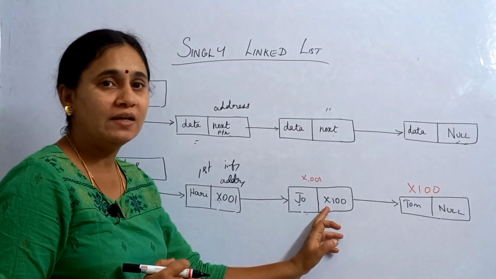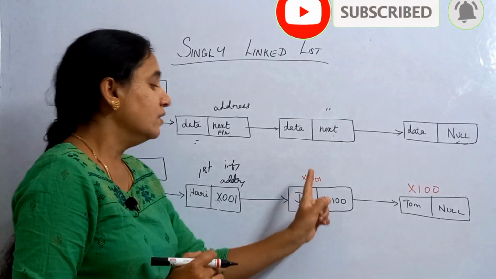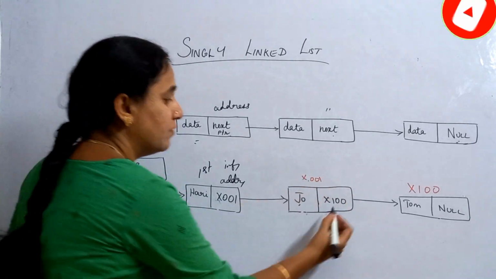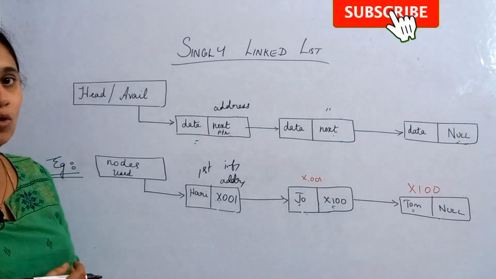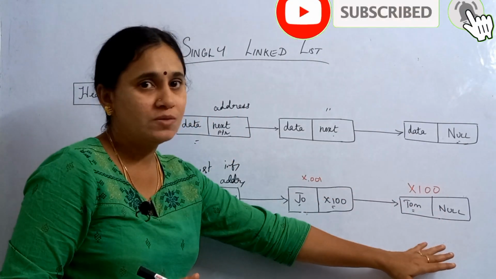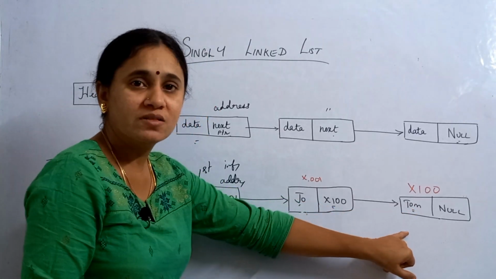X100. So this is the memory address attached with this Joe. So he will tell that the next person present is, by referring to this memory address, that it is Tom. Okay, right? So now I will be going to this location. So now I will ask Tom, what is the person next to you?